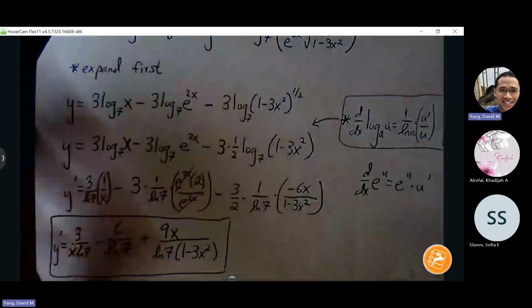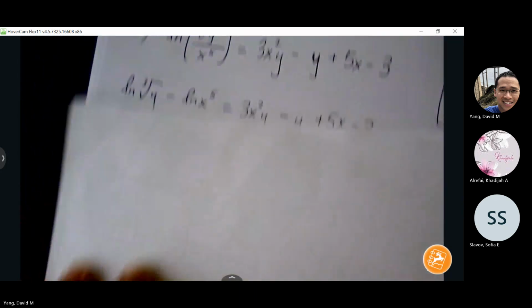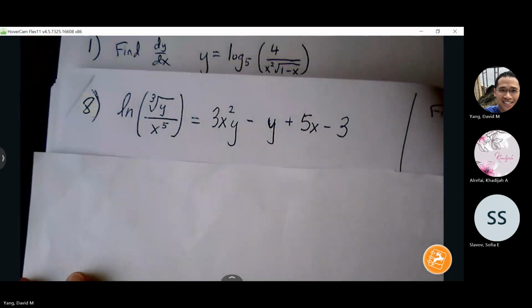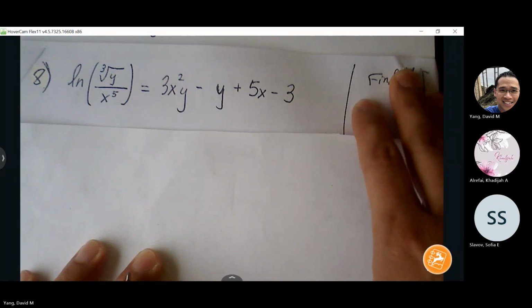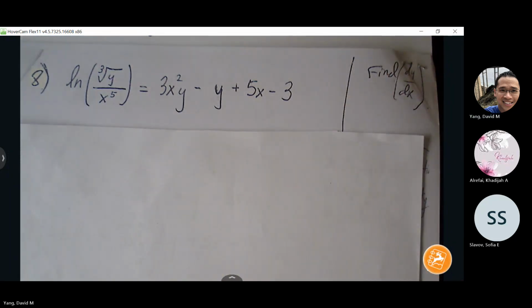Okay, I have one more for us. Find dy/dx. What is involved here if we want to find the derivative? Implicit? Yeah, you see y is all over the place. What else? Product rule, yeah, with 3x squared y, we've got to go through f prime g plus f g prime for that.